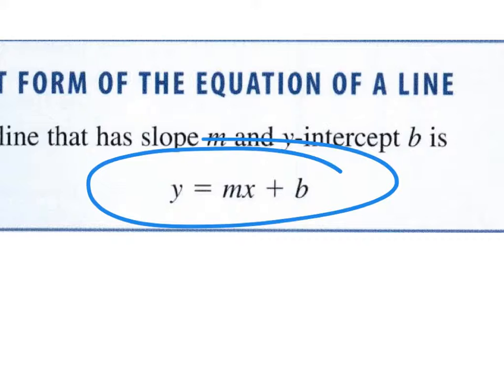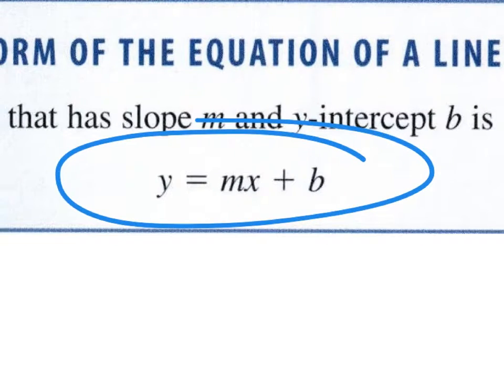But in this equation, y equals mx plus b, what is m? It's your slope. And what is the b? Your y-intercept, where the graph crosses the y-axis. Great.